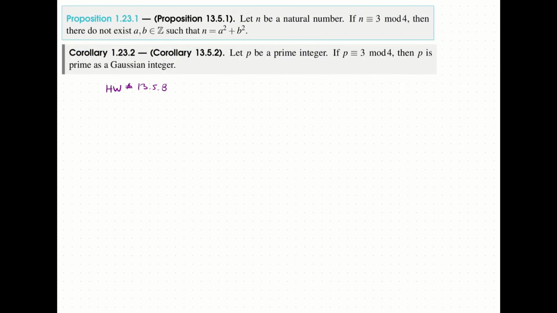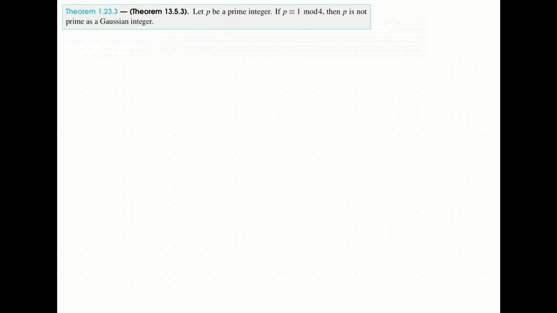If p is a prime integer, then if p is congruent to 3 mod 4, then p is prime as a Gaussian integer. And so this will be just using this proposition we just proved. And you'll be tasked with this as part of your homework in 13.5.8. And now let us consider the next statement. So if p is a prime integer, if p is congruent to 1 mod 4, then p is not prime as a Gaussian integer. And so how do we go about this?